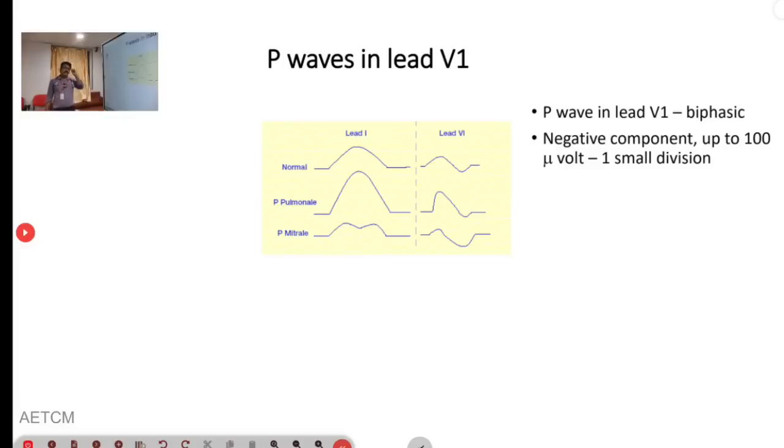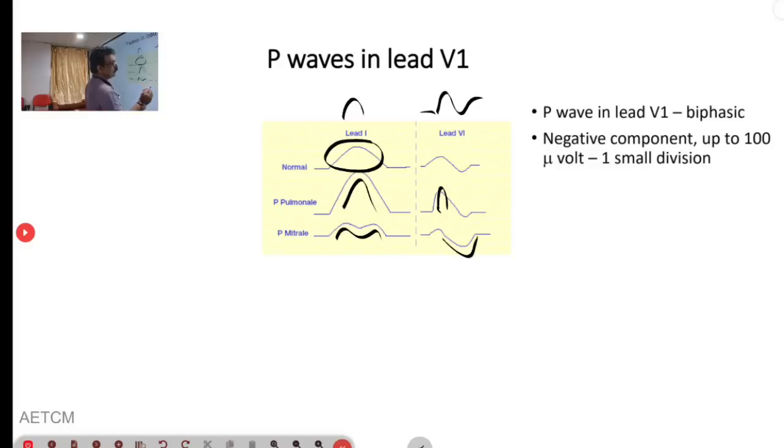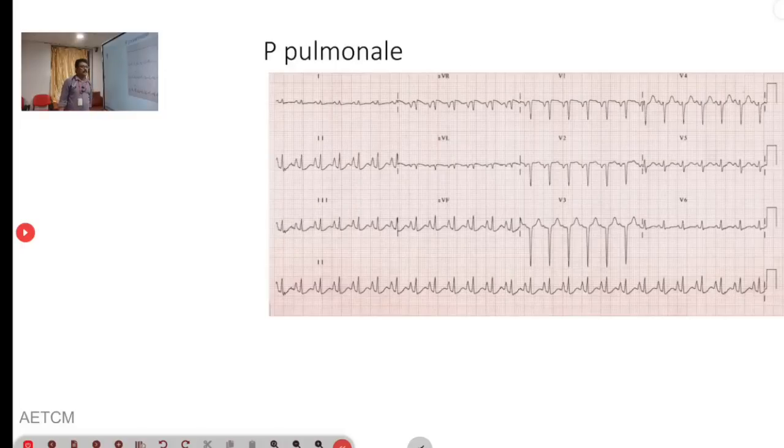Now even in lead V1 you can see P waves. There the P wave has a biphasic appearance. The normal P wave is like this here, whereas in lead V1 it has a biphasic appearance. In P pulmonale, the first part of the P is tall; in P mitral, the second part of the P is weak. So even in lead V1 you can see all these findings in a different style.